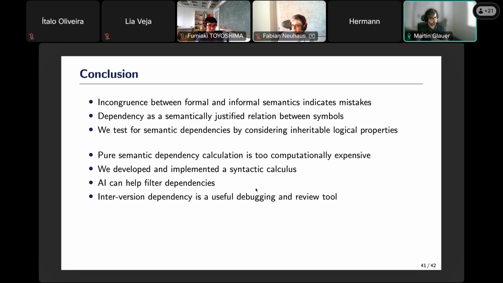Yeah, we can take this pure semantic definition of dependency that is too complex, define a syntactic calculus, and then use AI to filter important dependencies, or consider just dependency across versions or a combination of both to make dependencies more useful in actual ontology development. And so this hopefully can be a good tool that helps ontology developers along the way and is helpful to everyone. Next part.